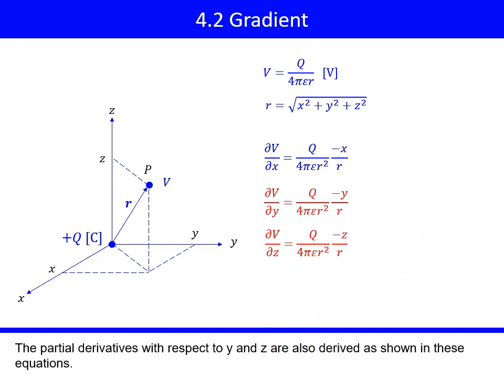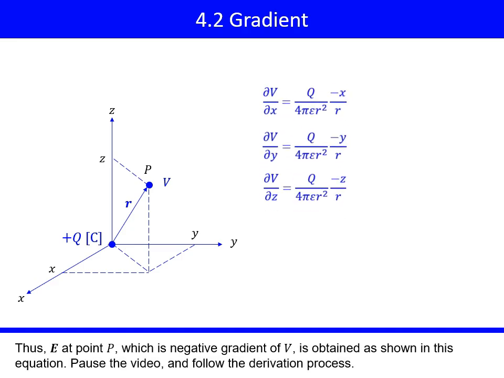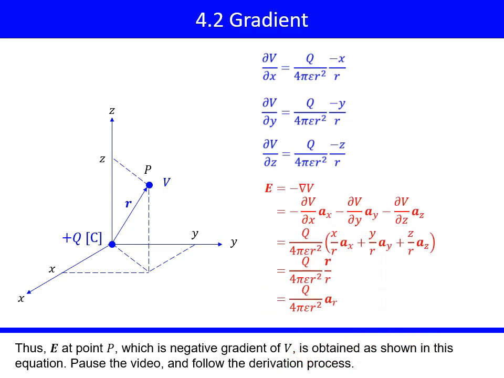The partial derivatives with respect to y and z are also derived as shown in these equations. Thus, E at point P, which is the negative gradient of V, is obtained as shown in this equation. Pause the video, and follow the derivation process.